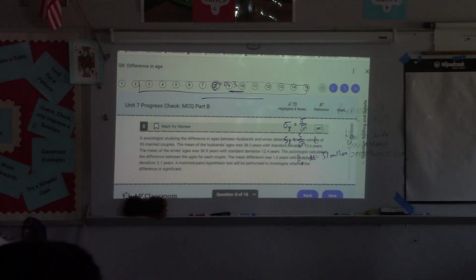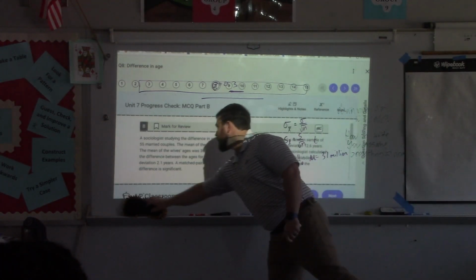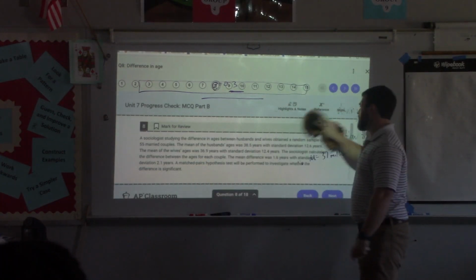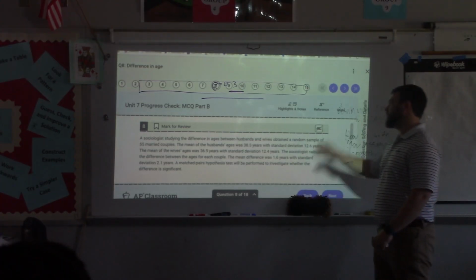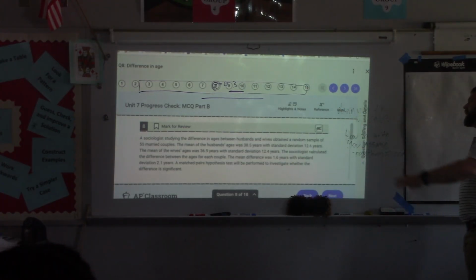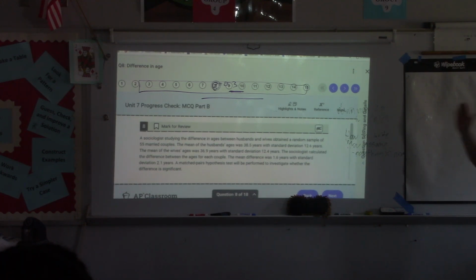Sociologists studying the difference in ages between husbands and wives obtained a random sample of 55 married couples. The mean of the husbands' ages was 38.5 with a standard deviation of 12.6. The mean of the wives' ages was 36.9 with a standard deviation of 12.4. The sociologists calculated the difference between the ages for each couple, and so we had a mean difference. And then it talks about a matched pairs hypothesis test.